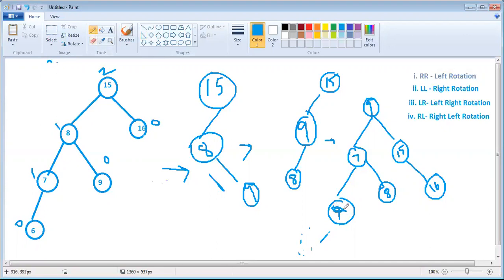Sorry, 9. Something, one minute. Something wrong we have done, no? Yeah, ma'am. 7, 6. Why has 8 come here? 6 here, no? Yes, ma'am. Yeah, 6 should be here.